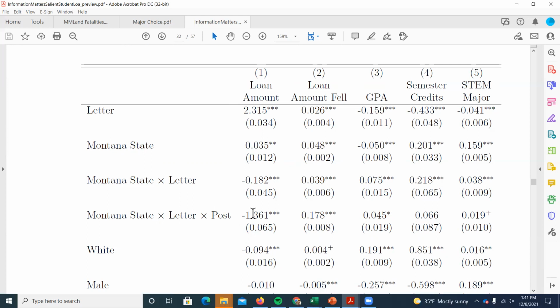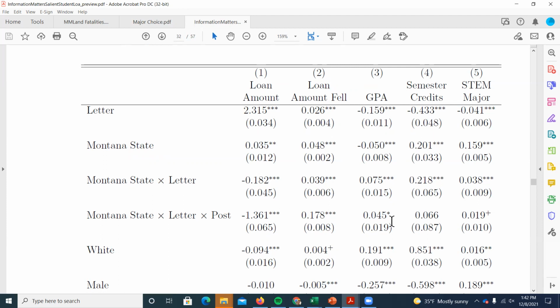So after receiving this letter, they took out smaller loans. Sorry, they took out fewer loans. The amount of the loan they took out was more likely to decrease, right? So this was the probability they took out a smaller amount of loans the next year. The interesting thing here is their GPA also increased as well.